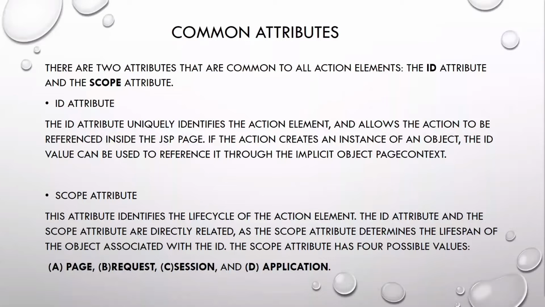Scope attribute. This attribute identifies the life cycle of the action element. The ID attribute and the scope attribute are directly related, as the scope attribute determines the lifespan of the object associated with the ID. The scope attribute has four possible values. First one is page, second one is request, third one is session, and the fourth one is application.